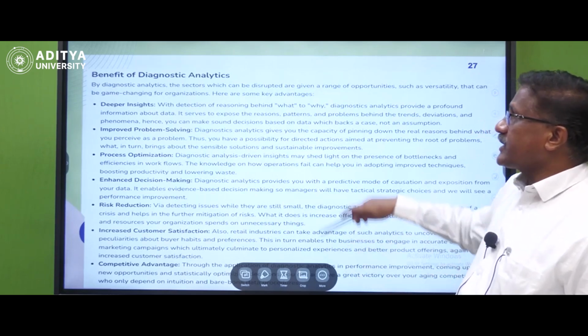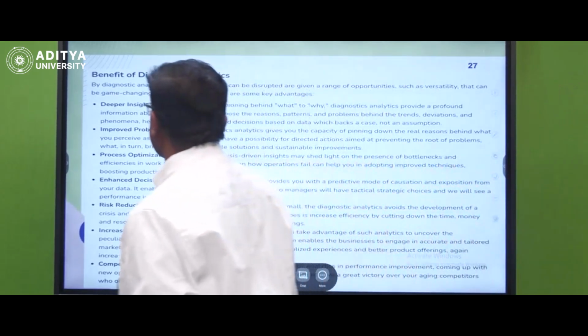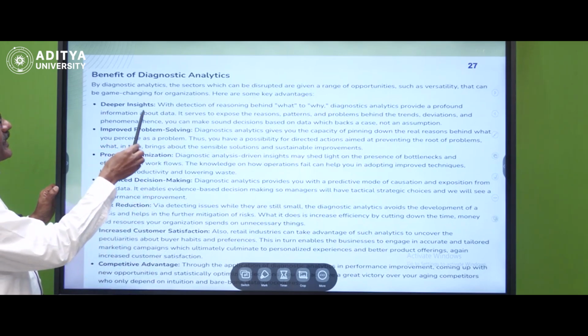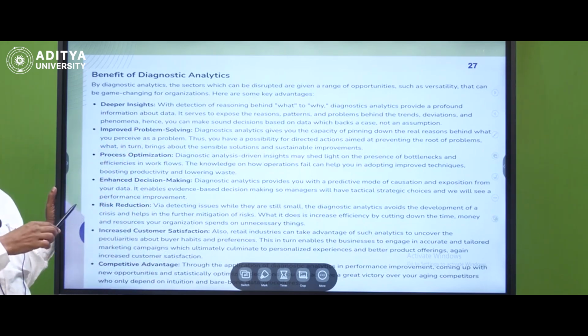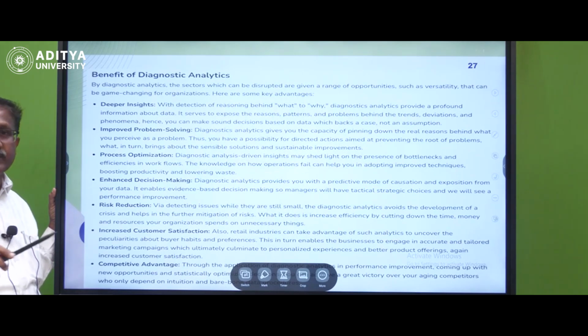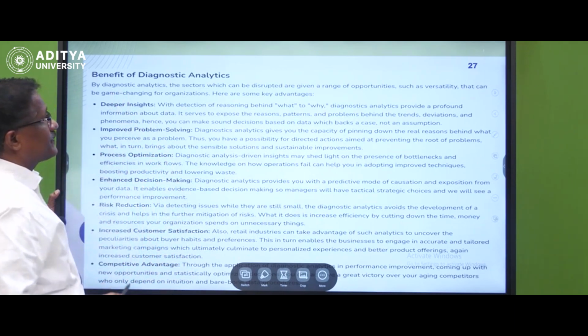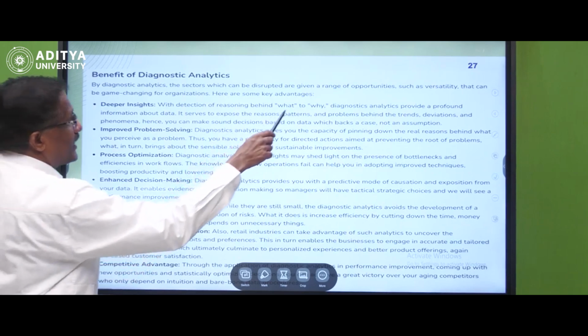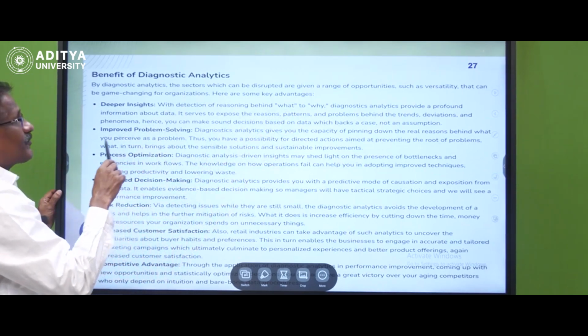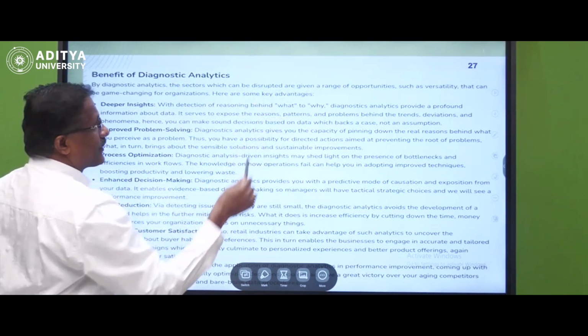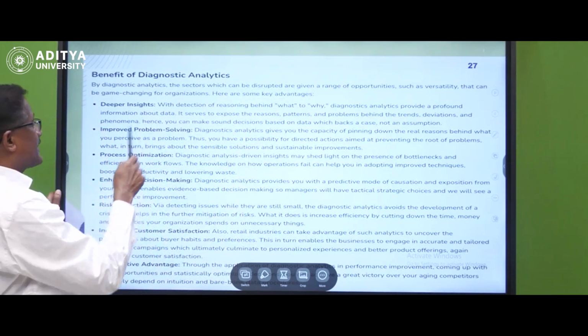So now, what are the different benefits of diagnostic analytics? The first one is, as we already told you, deeper insight. Why am I giving so much importance to diagnostic analytics? Once you understand the problem, automatically the other steps can be done without any issue. So, the first one is deeper insight. Instead of talking about what, we are going to give the answer for why it happened.